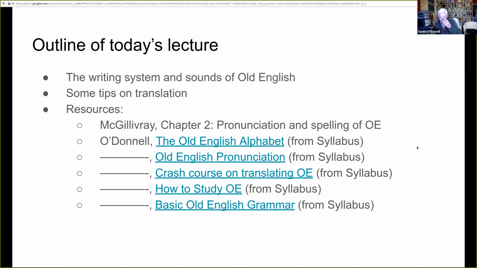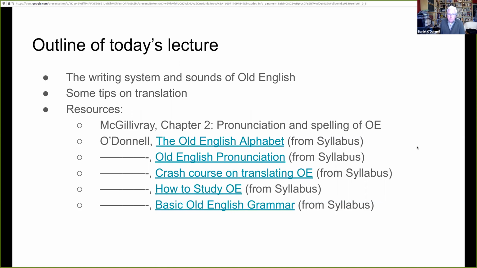The Old English alphabet pronunciation, a new one, a crash course on translating that shows you some techniques you can use, a broader sort of short discussion of how to study Old English. On that one, actually, when you click through, you go to a redirect, and then there's the basic Old English grammar, which we'll talk more about in a couple of weeks, actually probably next week.